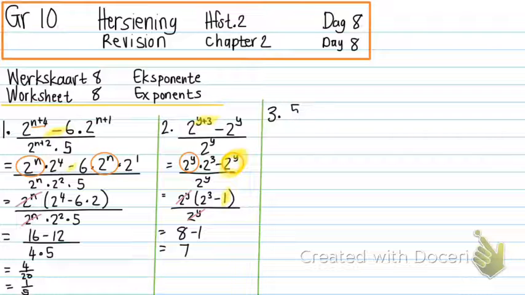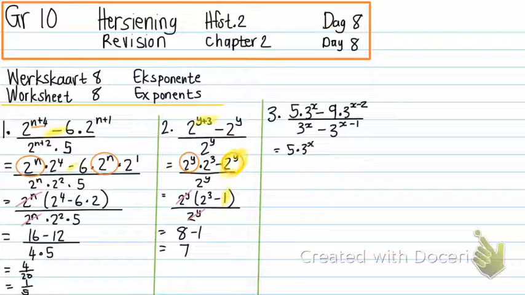Number 3. 5 times 3 to the power x minus 9 times 3 to the power x minus 2 over 3 to the power x minus 3 to the power x minus 1. First I'm going to split them. 5 times 3 to the power x minus 9 times 3 to the power x times 3 to the power negative 2. So I give each of them their own base. 3 to the power x minus 3 to the power x times 3 to the power minus 1.